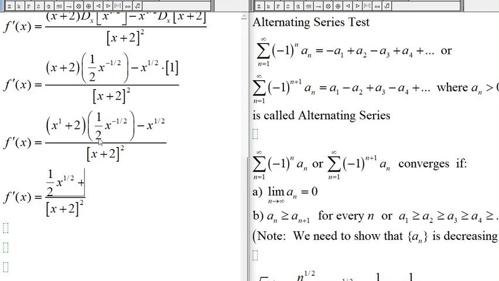And then plus x, two times 1/2, x to the negative 1 will be just 1 x to the negative 1/2. And then we have the minus x to the 1/2.